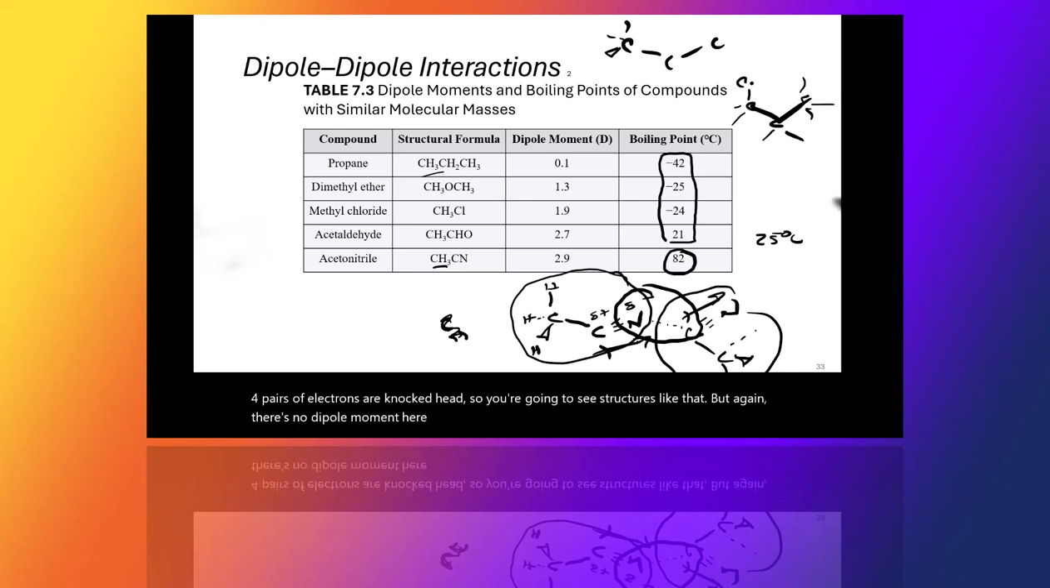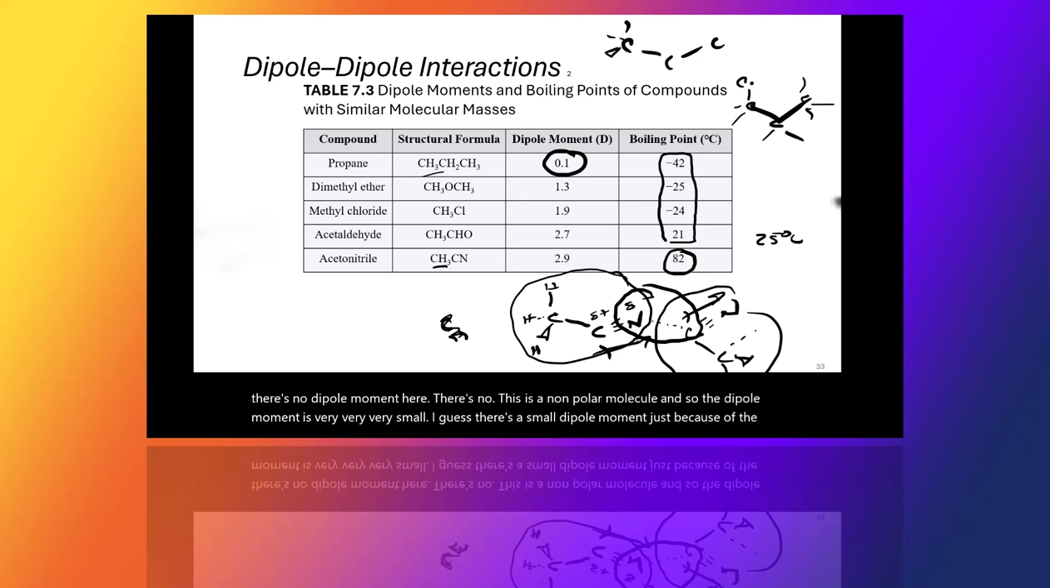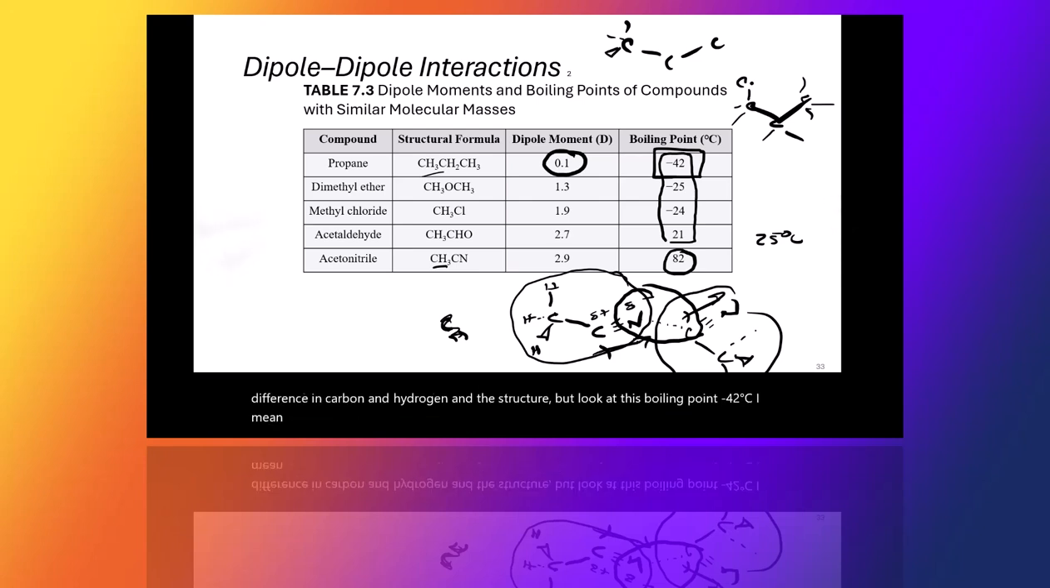This is a nonpolar molecule, and so the dipole moment is very, very small. I guess there's a small dipole moment just because of the difference in carbon and hydrogen and the structure. But look at its boiling point, negative 42 degrees Celsius. I mean, that's definitely a gas at room temperature. You know it's a gas. Propane grills, you open the valve, it's a gas at room temperature.